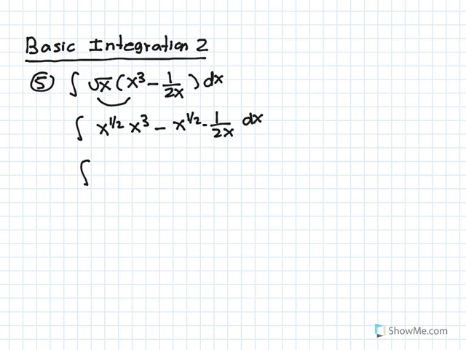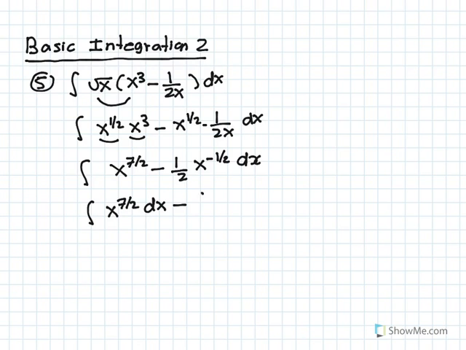Simplifying further, we have the same base here, so we can add the exponents. 1/2 plus 3, that's 7 over 2, minus 1 over 2. x to the 1/2 minus 1 is negative 1/2 dx. Now let's split up the integrals. We get the integral of x to the 7 over 2 dx minus the integral of 1/2 x to the negative 1/2 dx.